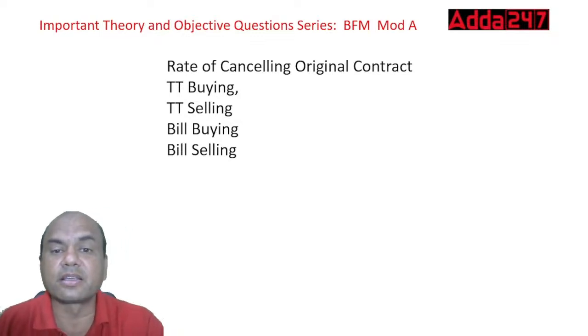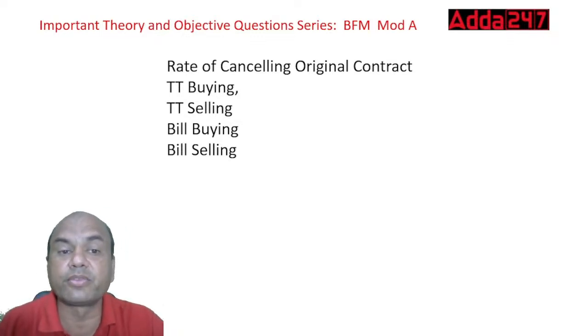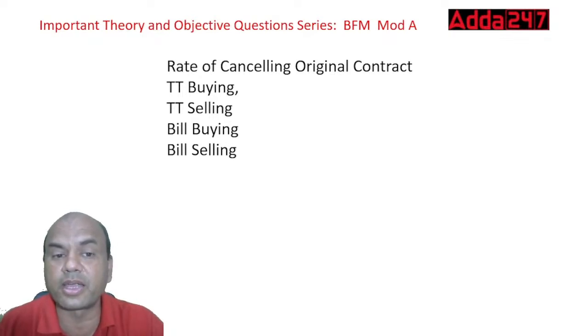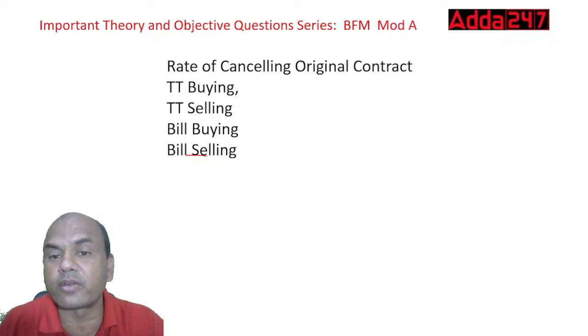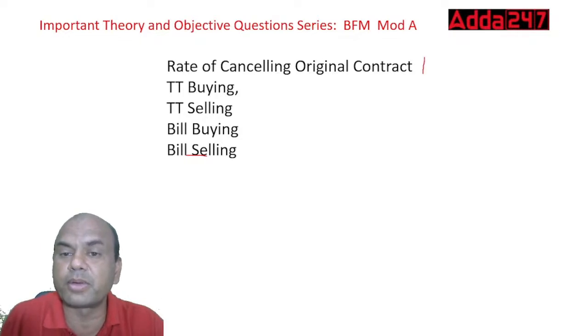Rate of cancelling the original contract is, whenever we cancel the original contract rate, it is done at what rate? TT buying, TT selling, bill buying, bill selling. Sir, cancelling the original contract rate, it depends on what rate are we talking of. Suppose I am calling buy rate. Rate of cancelling the buy rate.